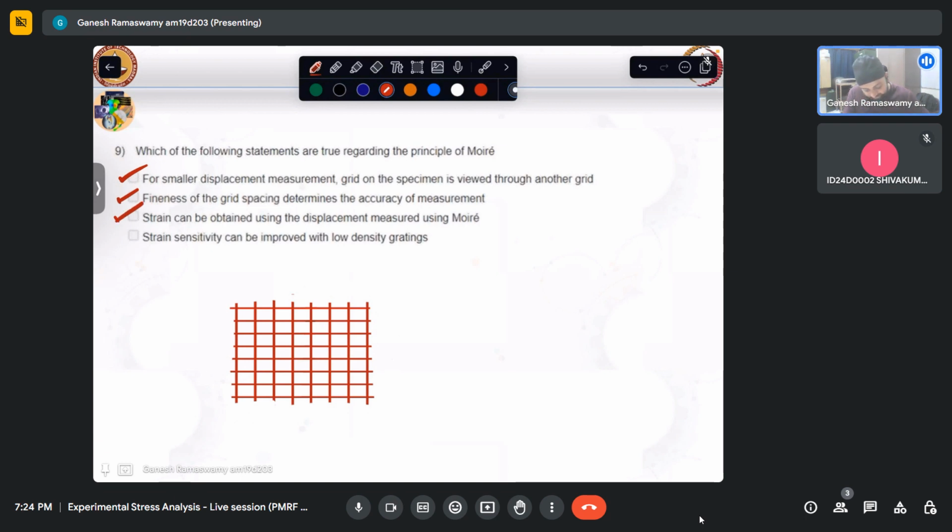Strain sensitivity can be improved with low density gratings. As we saw, we have to go for high density gratings. Within the same distance, we have to pack many more grids as compared to fewer grids. So the density would have to be high in order for us to get sensitive measurements. So strain sensitivity can be improved with high density gratings, not with low density gratings. I hope that is clear.